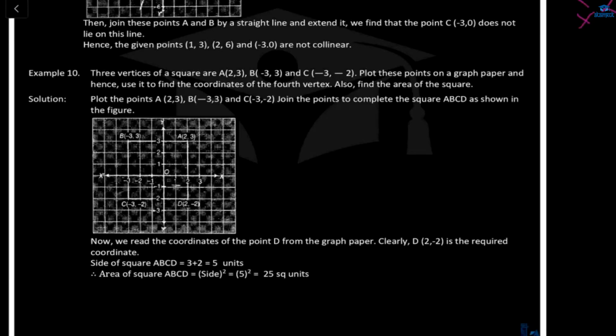Sorry, all the four sides will be equal. Now, only three vertex values are given to you: A, B, and C. D is not given. Now, we have to find out this D. Plot these points on a graph paper and hence use it to find the coordinate of the fourth vertex. Now, you are going to plot these three points and tell what will be the fourth coordinate.